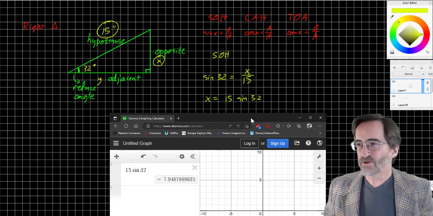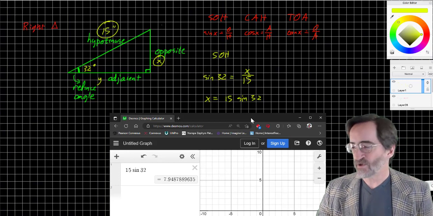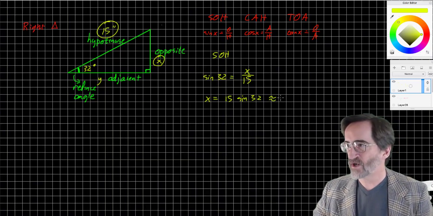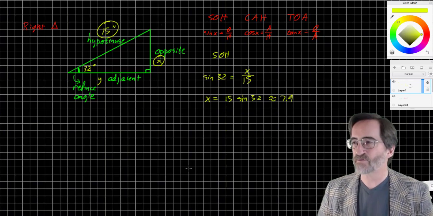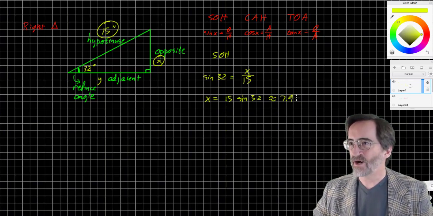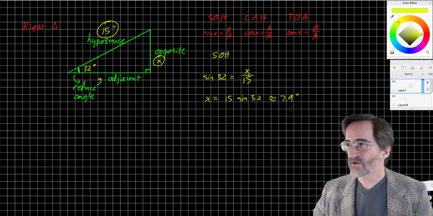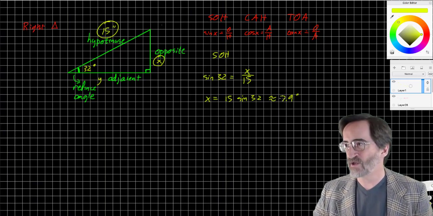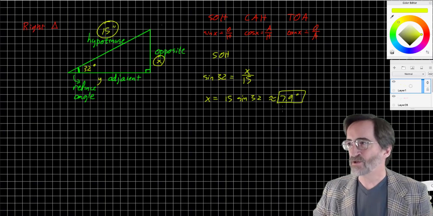So to the nearest tenth, 15 sine 32 is approximately 7.9, with a wavy equal sign. 7.9, and put units on it. Two tick marks are inches, one tick mark is foot or feet. Good carpenter notation there.